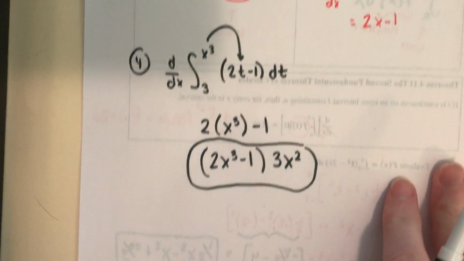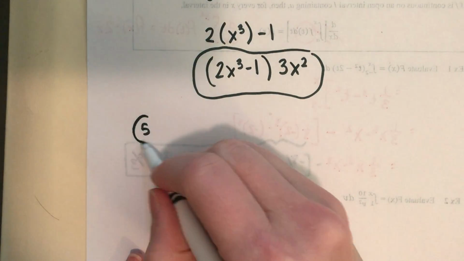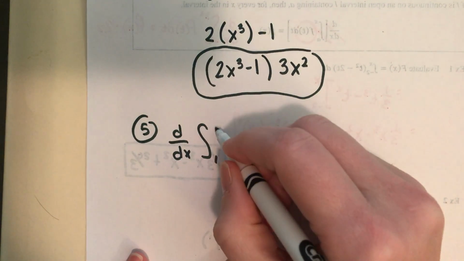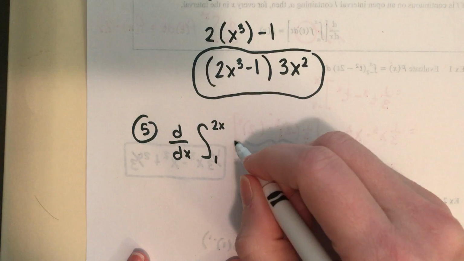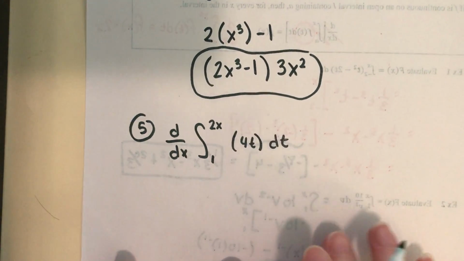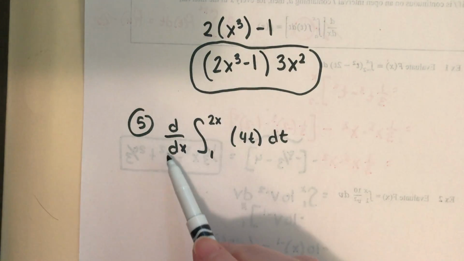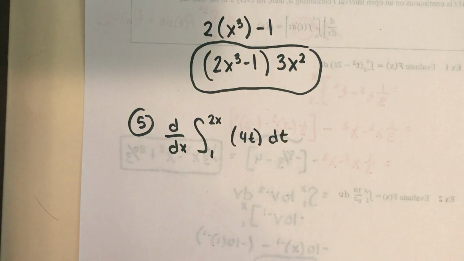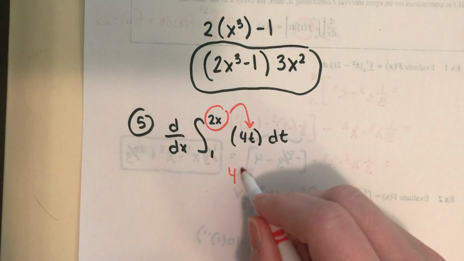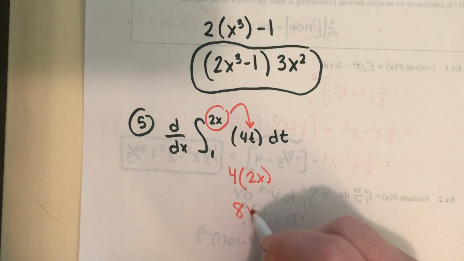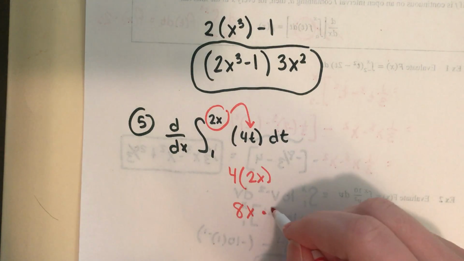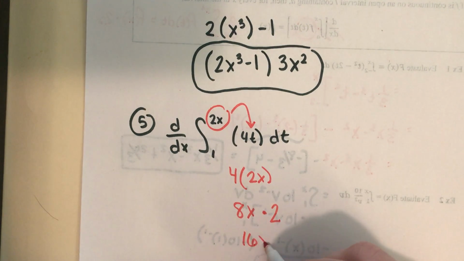So I'll give you one more for practice here. Let's do number 5. Let's take the derivative of the integral from 1 to 2x of 4t dt. So a derivative and an integral cancel. So what I'm going to do is I'm just going to replace my variable. So for t, I'm going to use 2x, which gives me 8x. But I'm going to multiply by the derivative of 2x, which is 2. So that becomes 16x.